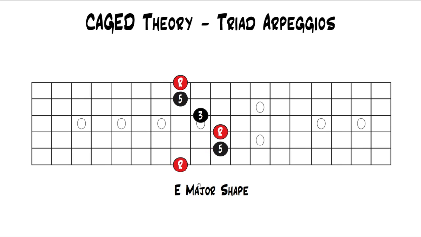So all you have to do to make this into an E major shape arpeggio is to add the major 3rd right there, and now you can play it in order all the way up and back down, and then you just end on your lowest note because it's your root note.